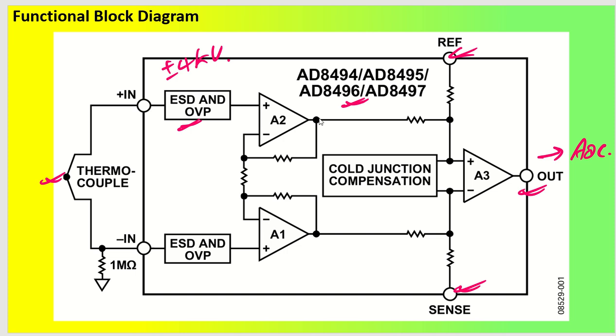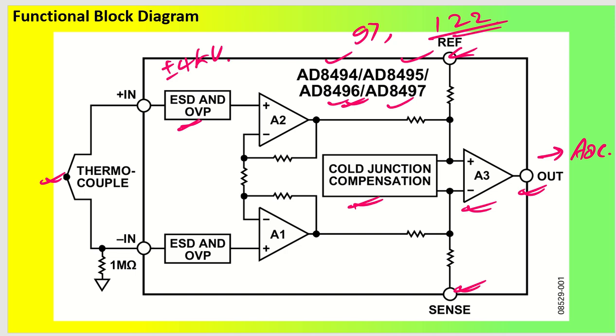So as you can see, basically it is an instrumentation amplifier. You can see this is the gain block, and internally they have given gains for 8494, 95, 96, 97. I think there is around 97 gain for one of them, and one is 122 gain. We'll talk about that. Okay. And similar to that, after cold compensation, everything is amplified, and then it is going to give you the output. All right. So let us talk about next.